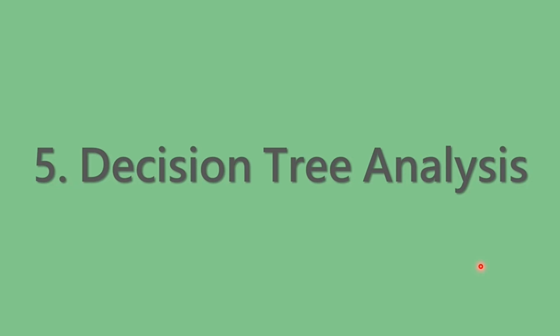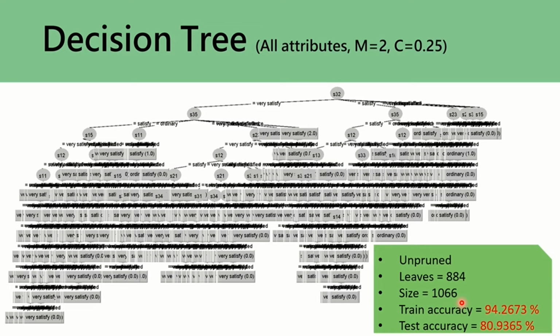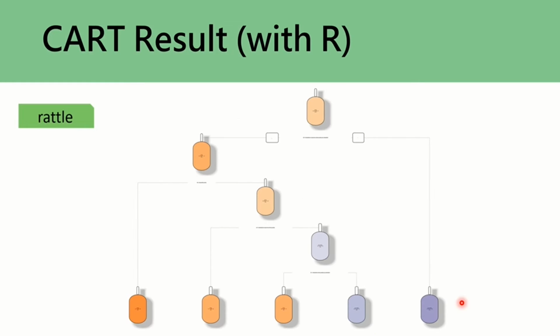Then I will talk about the decision tree analysis. I use all attributes to calculate optimistic and pessimistic accuracy. The optimistic accuracy is equal to 94.2673%, and the pessimistic accuracy is equal to 78.4307%. This is the decision tree with all attributes in Weka.